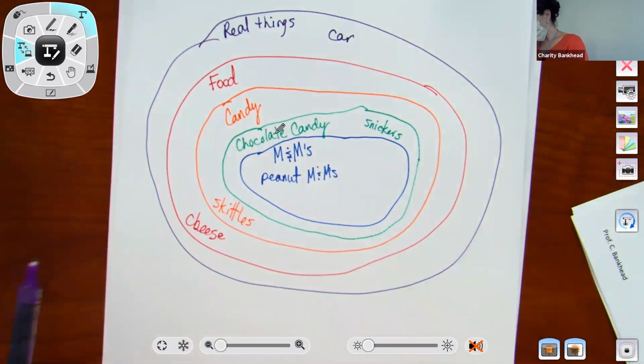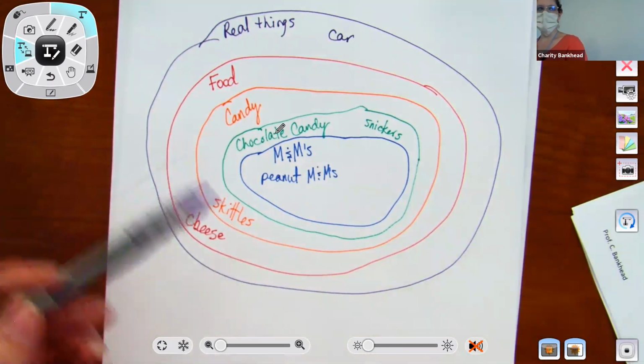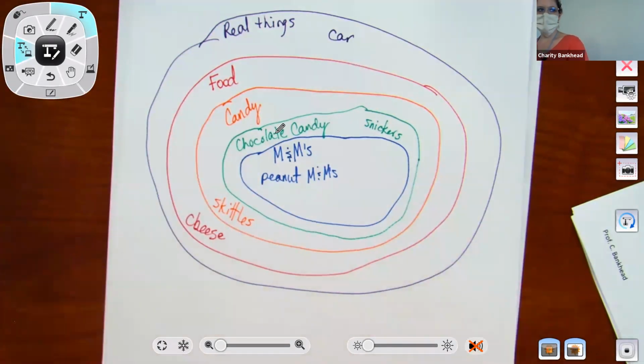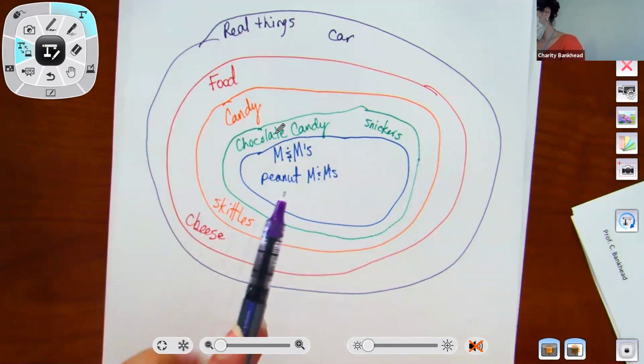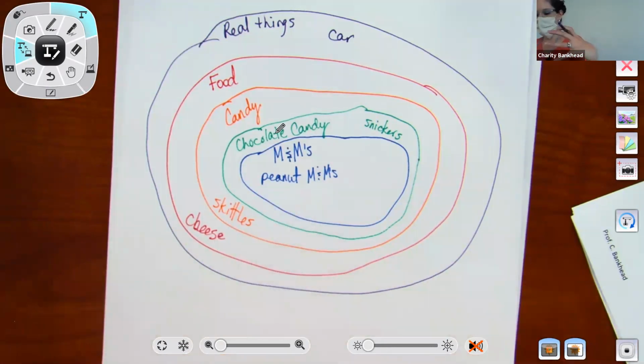So no matter what object I come up with, I can write it in one of the circles, but I don't need to write it in more than one. Each item is only written down one time. Just by writing it in one circle, that smaller circle is already inside of the bigger ones.